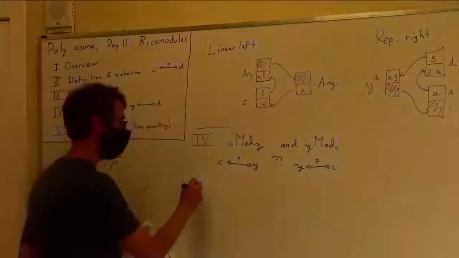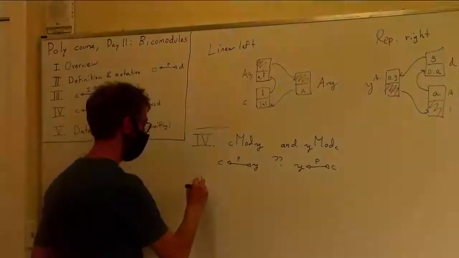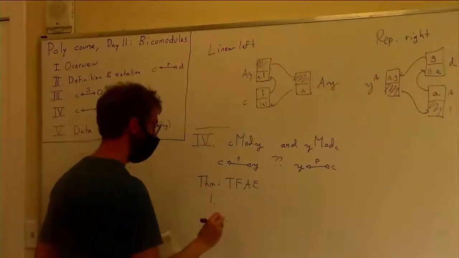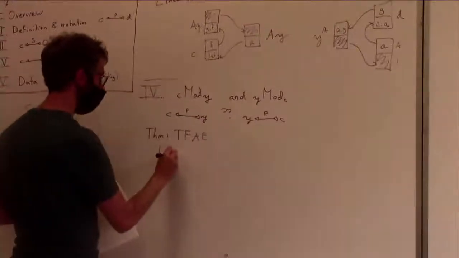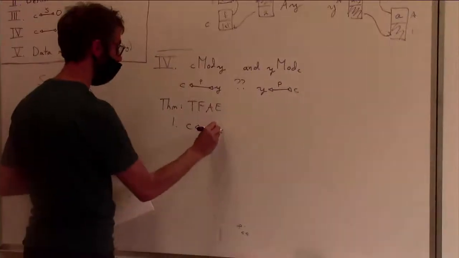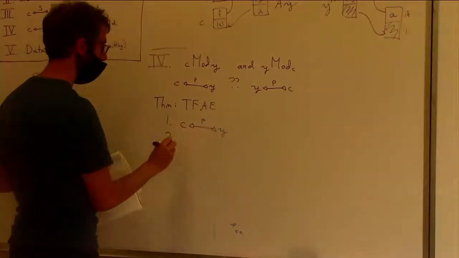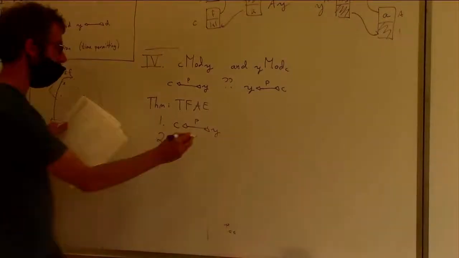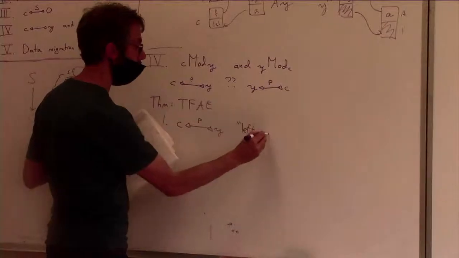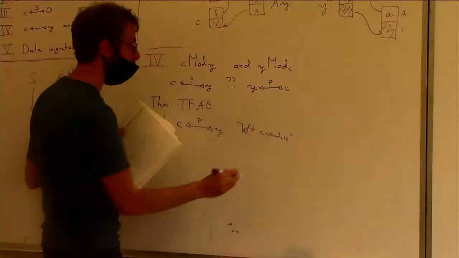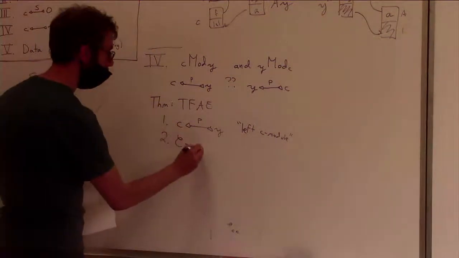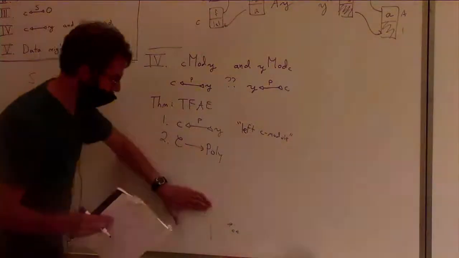All right, so let us tell you some facts about these. Here's a little theorem. The following are equivalent. 1, C-y bimodules. So a C-y bimodule is, pretty surprisingly, a left C module. I guess I should have said left C comodule. What are those? Those are functors from C to Poly. That's pretty surprising. Nelson figured that out long ago. That's pretty interesting to me.